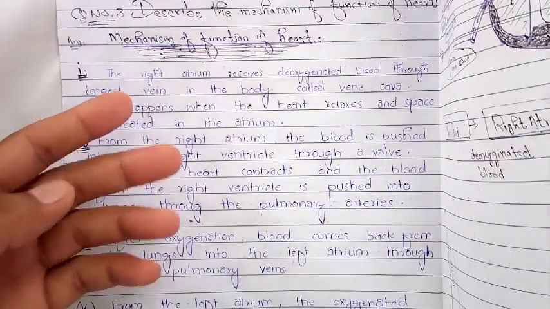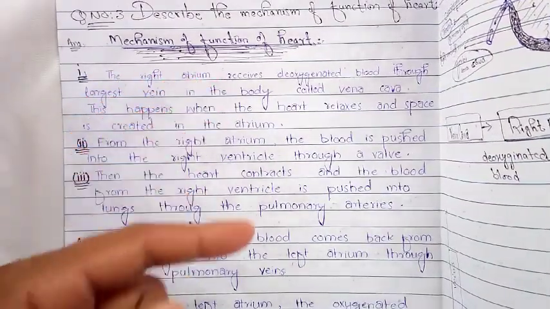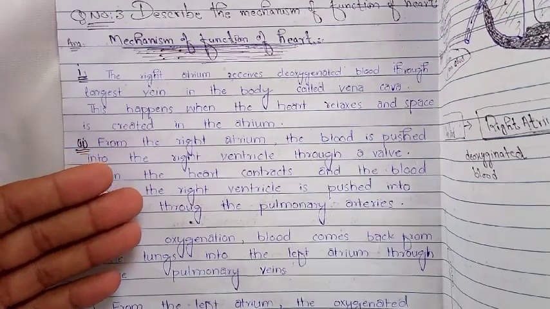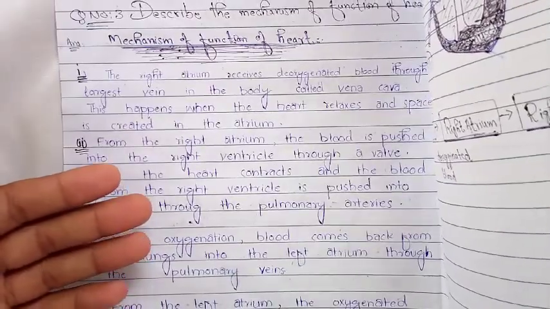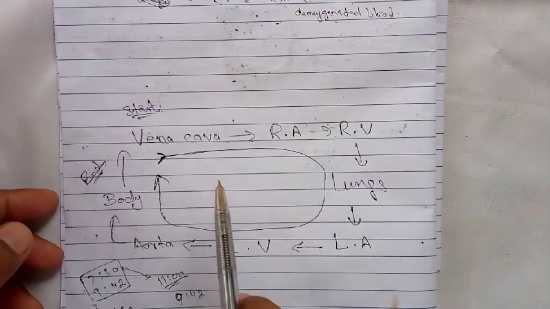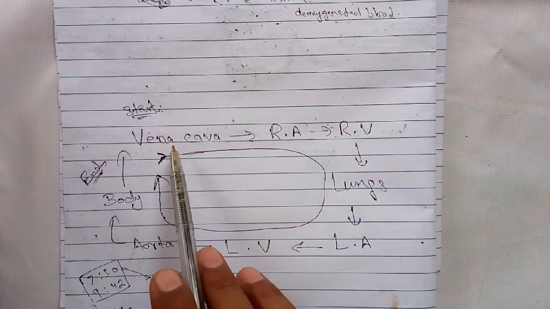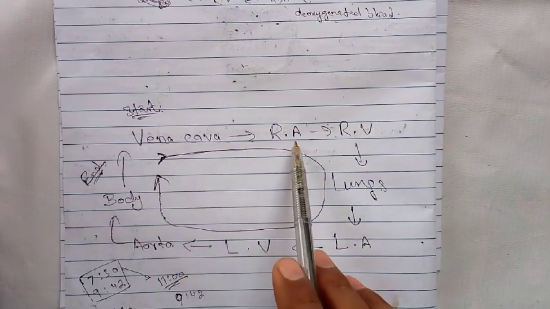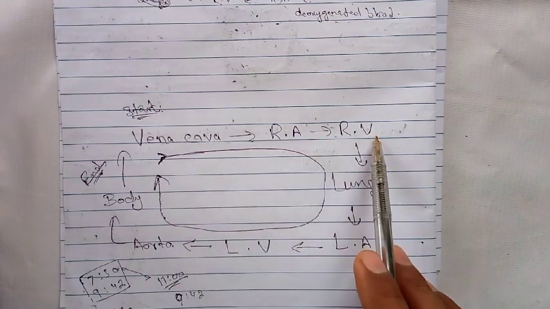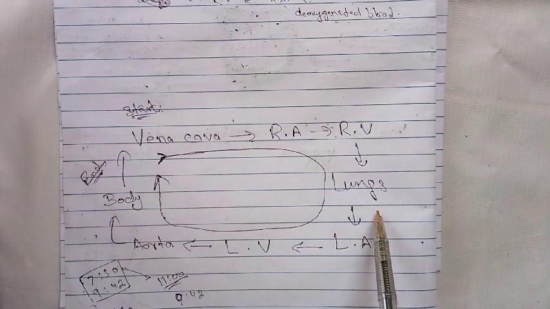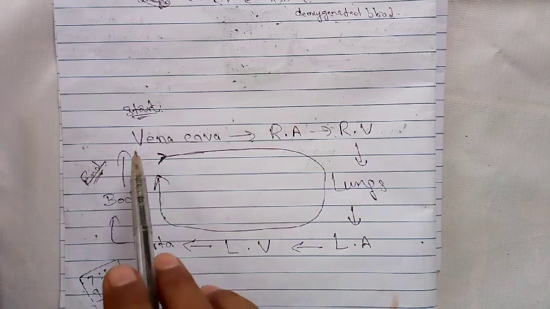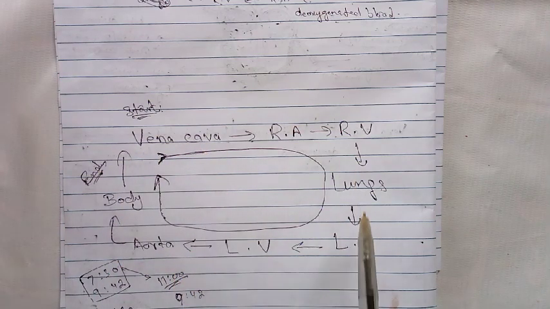Similarly, for the mechanism of function of the heart which we have described, we can also make a cycle: blood comes from the vena cava to the right auricle, then to the right ventricle, then into the lungs, after that to the left auricle, to the left ventricle, then to the aorta, then the body, and again into the vena cava. This is a very simple cycle which we have to understand. We can understand it very easily.